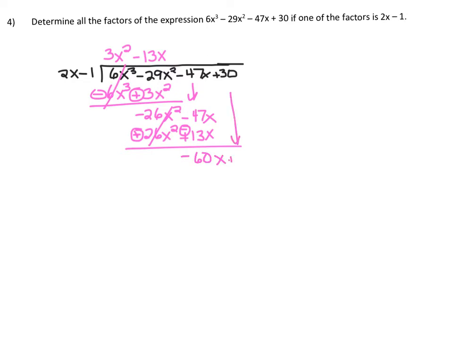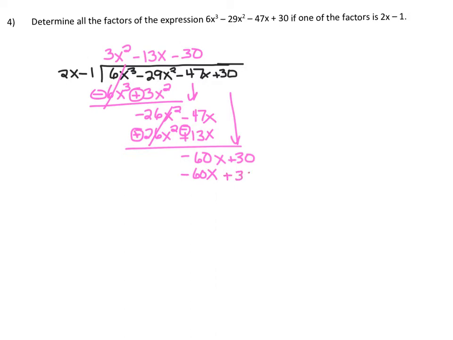Remember, we shouldn't have a remainder. If we have a remainder, it means we made a mistake, because if 2x minus 1 is a factor of this expression, it should divide evenly into it. So what do I multiply 2x by to give me negative 60x? So negative 30. Now let's distribute. Negative 30 times 2x would be negative 60x. And then negative 30 times negative 1 would be positive 30.